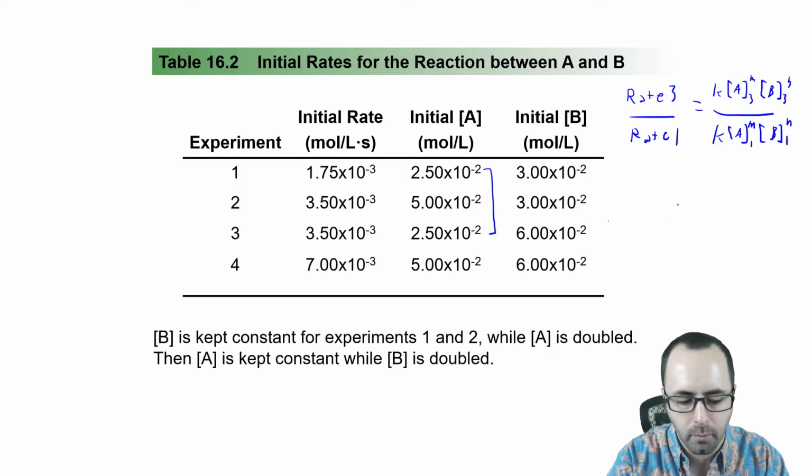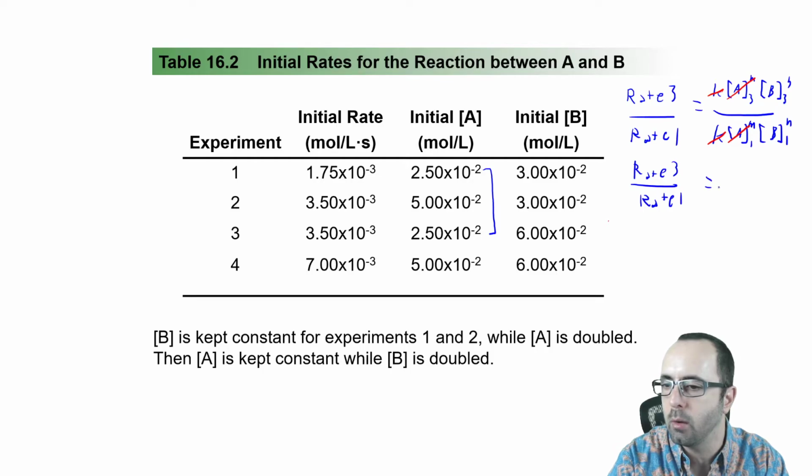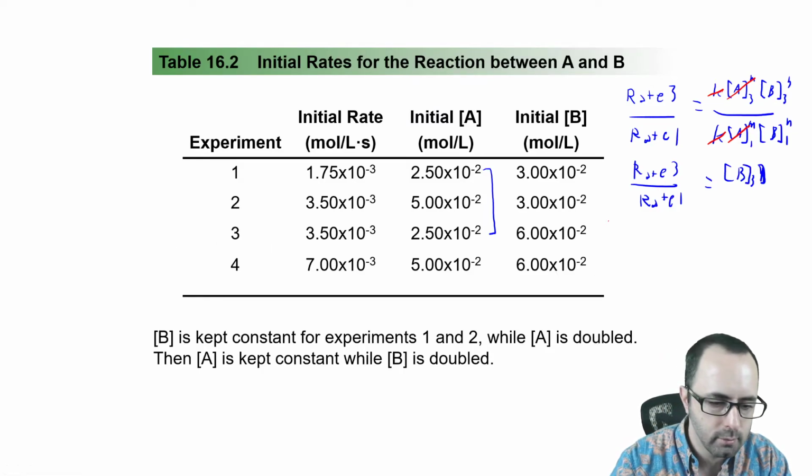And again, the k's here cancel, they're the same. Okay, and the concentration of A is the same. So that's going to cancel here. They're going to be the same. And so what we end up with is rate 3 over rate 1 equals concentration of B3. Whoops. This should be outside. Erase that real quick.